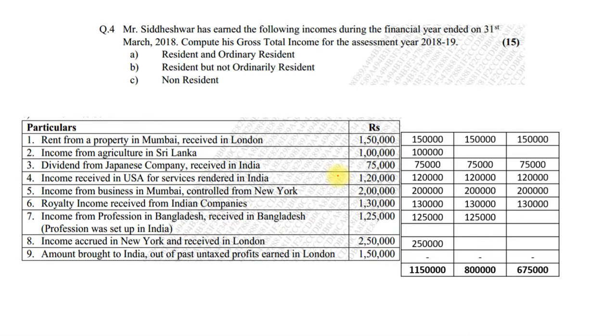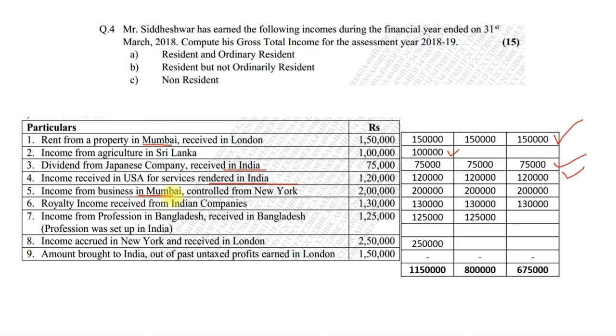Okay, last question which was there in this paper was find the scope of total income. So first thing was rent from property in Mumbai received in London. Since it is in Mumbai, everyone will pay for it. Income from agriculture in Sri Lanka is a foreign income, so only the first one. Dividend from Japanese company received in India. If it is received in India, everyone pays for it. Income received in USA for service rendered in India. In India, everyone pays for it.